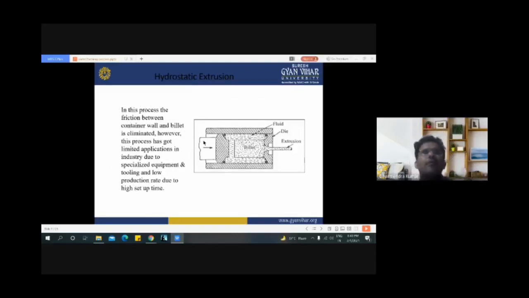Here, one type of extrusion is hydrostatic extrusion. The overall arrangement is similar to direct extrusion. Here, this is the position for the ram, and this is the billet. Some fluid is filled in, which helps in applying force on the billet. Thus, our process is much smoother with respect to direct extrusion. Because of the use of fluid in this section, this is known as hydrostatic extrusion.